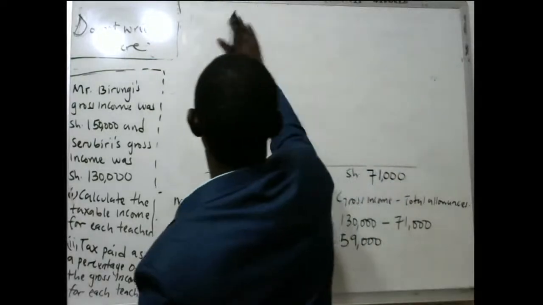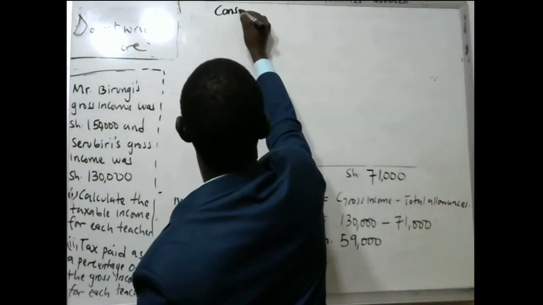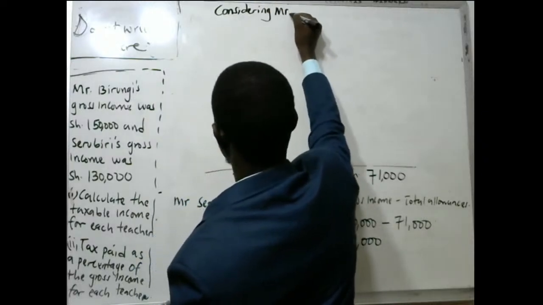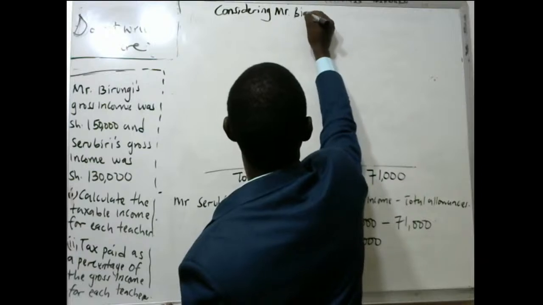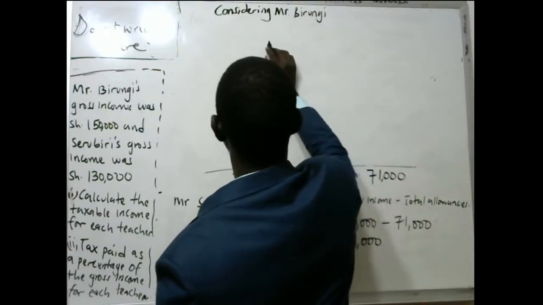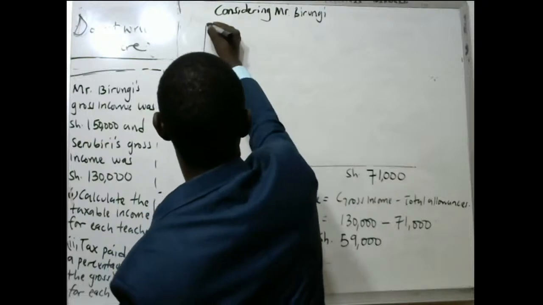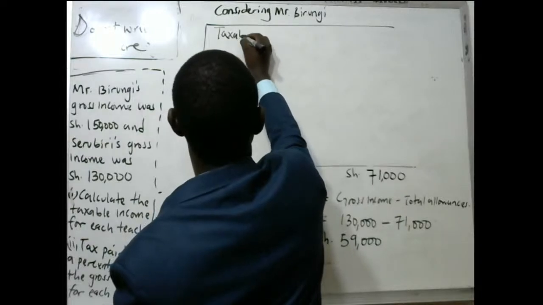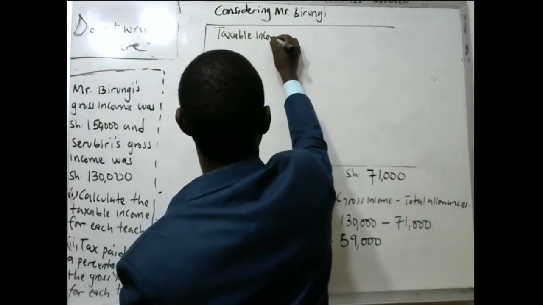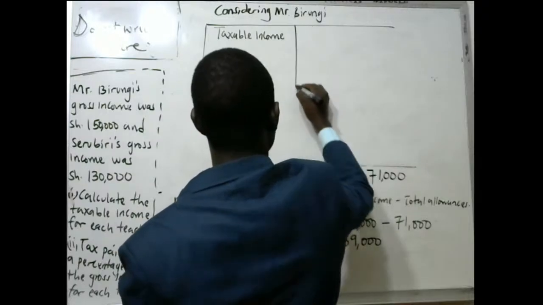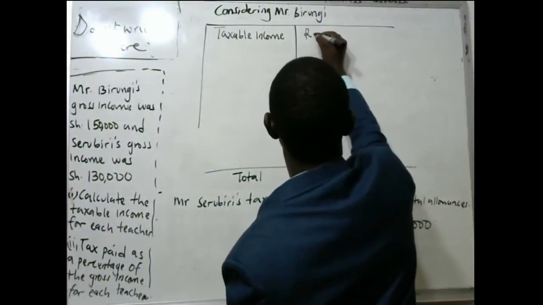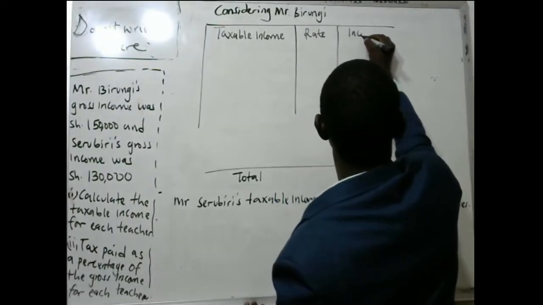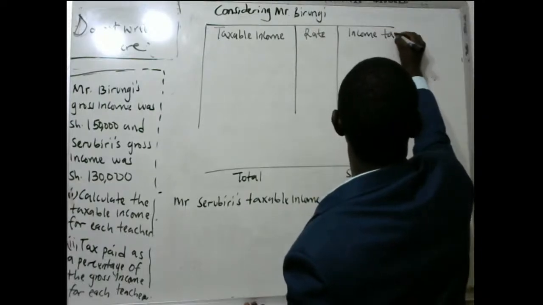Okay, let me first consider Mr. Birungi. I'm going to draw a simple table like the one we used to use, where we have the taxable income. Then we have the rate. And then the income tax.